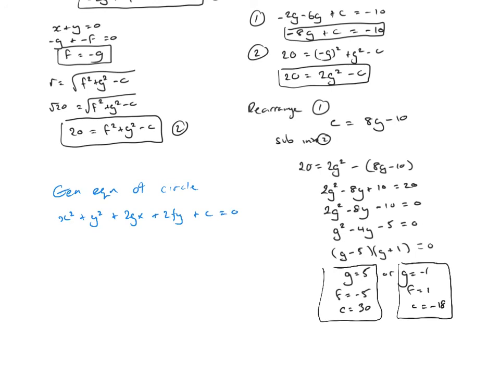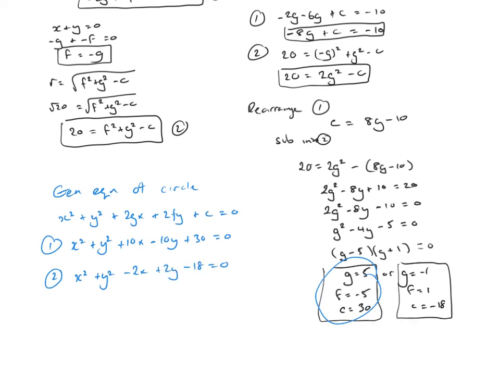So the first circle, which is the first box, we've got x squared plus y squared plus 2 times g, so that's plus 10x, and then we've got minus 10y, and we've got plus 30 is equal to 0. So that's that box there done. And the second one is x squared plus y squared, and what we have here is minus 2x, and then we've got plus 2y, and we have minus 18 is equal to 0.